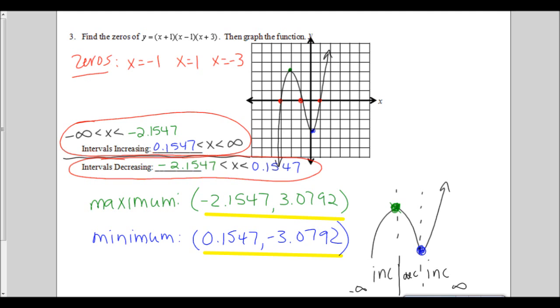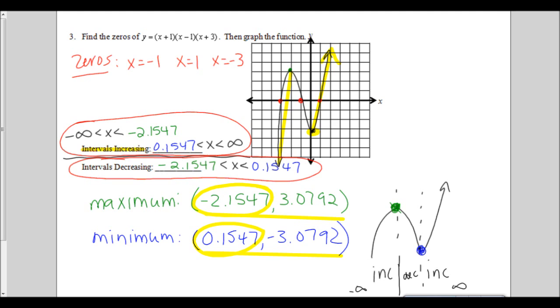To decide where I'm increasing, that's where I'm going up from left to right. So on this branch, I'm going up from left to right, and on this branch, I'm going up from left to right. So I'm going to have two intervals, and I describe them in terms of their x values only. So my x values would be the x value of the minimum, or the maximum. So from negative infinity to the maximum I was increasing. And then from down here at the bottom, which is the x value of the minimum, to forever, which was positive infinity, I was also increasing.